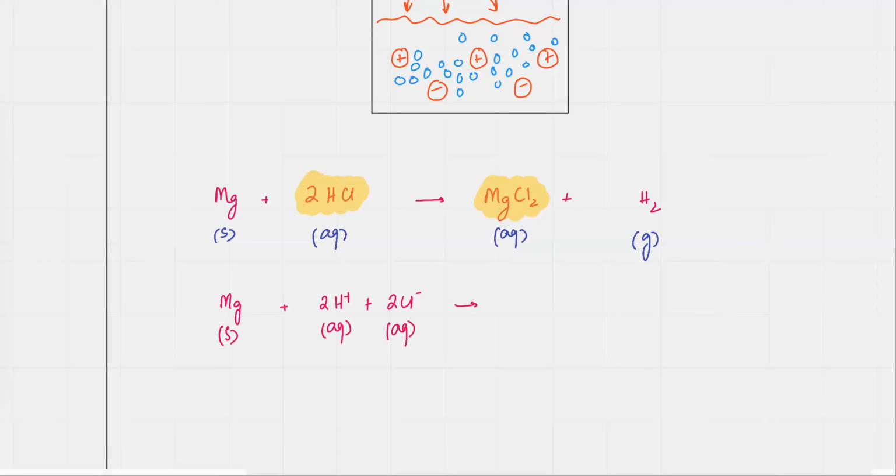Then you've got MgCl2. That is also aqueous. So what does that indicate? If it's aqueous, that means the ions are now scattered in water, just as you can see at the top. So the Mg2+ ion and the Cl ions are now scattered.